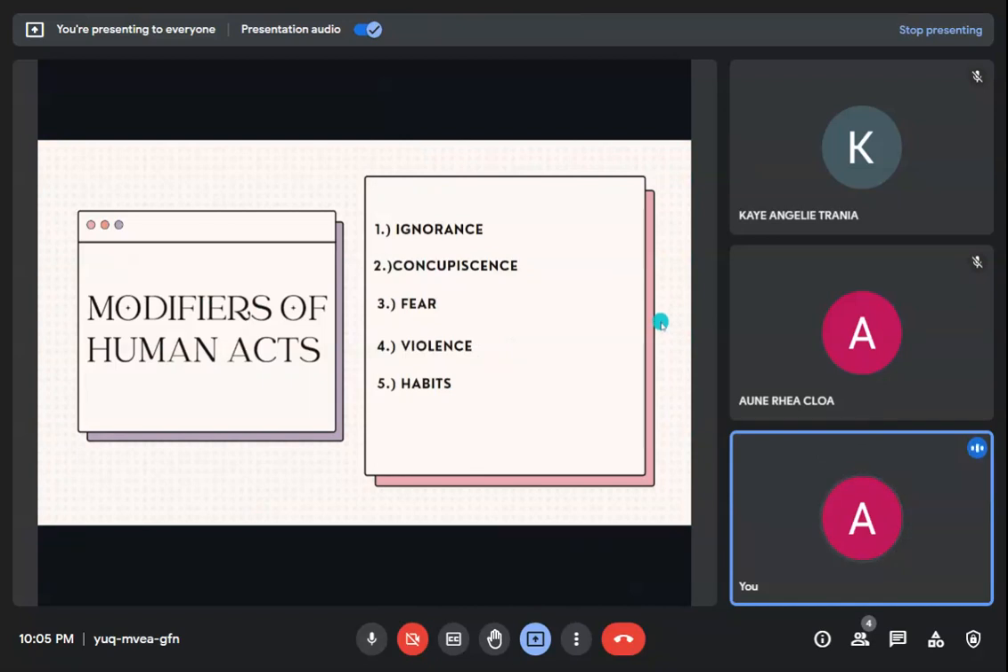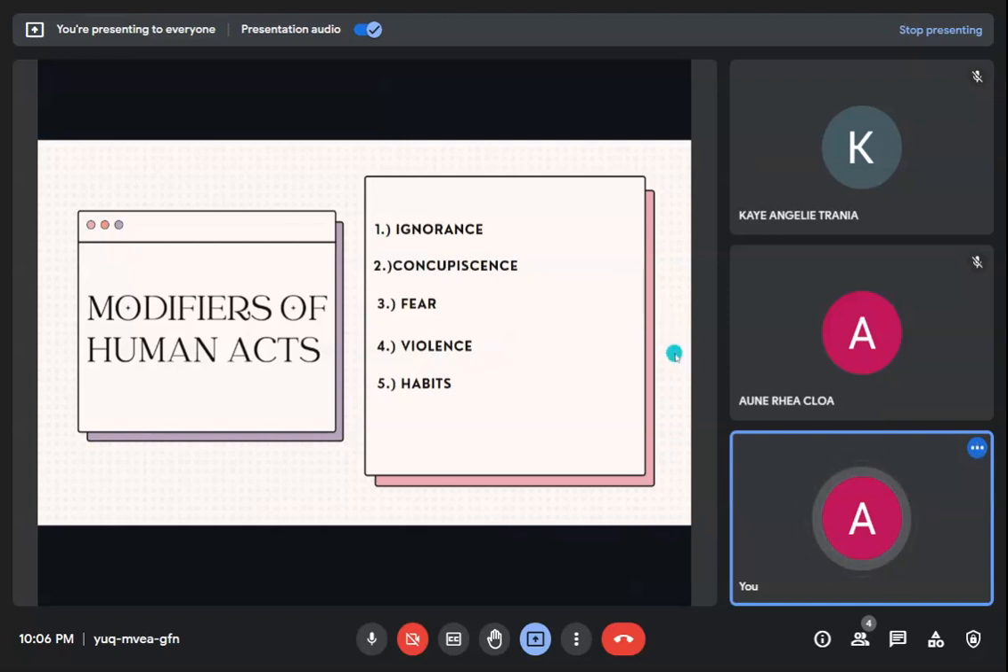So, let's proceed to the modifiers of the human acts. When we say modifiers of the human act, the main point of talking about this is how the modifiers lessen moral accountability. What are the modifiers of human act? So we have five modifiers, namely the ignorance, the concupiscence, the fear, the violence, and the habits.